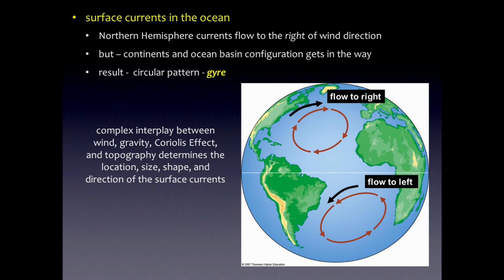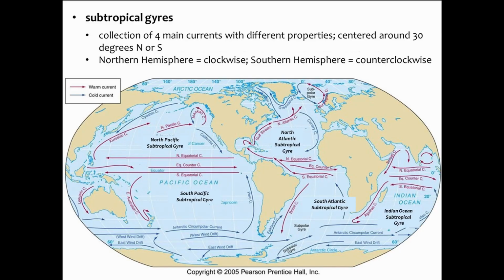If we take a look at these circular movements of water, these gyres that form as a result of the flow of water to the right in the northern hemisphere and the position of the continents, we see that it's actually a collection of 4 main currents. And these main currents, especially what we know as the eastern boundary current and the western boundary currents, have some very distinctive and different properties.